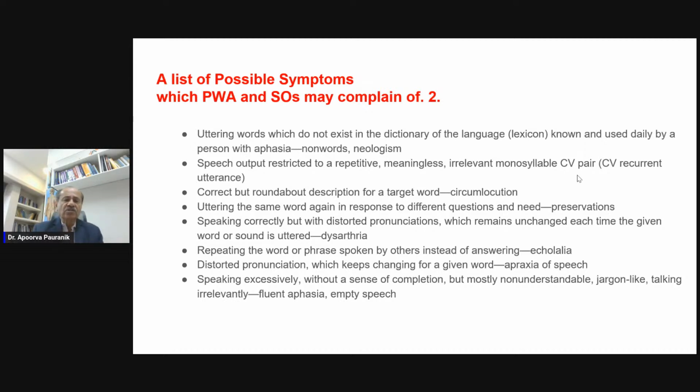In some patients with severe non-fluent aphasia, the speech output may be restricted to repetitive, meaningless, irrelevant monosyllables, which are known as CV recurring utterances. A few patients, when they are finding difficulty in getting a word, go with a roundabout description around a target word, and then we call it circumlocution. So there are many more symptoms. I will not go into the detail.